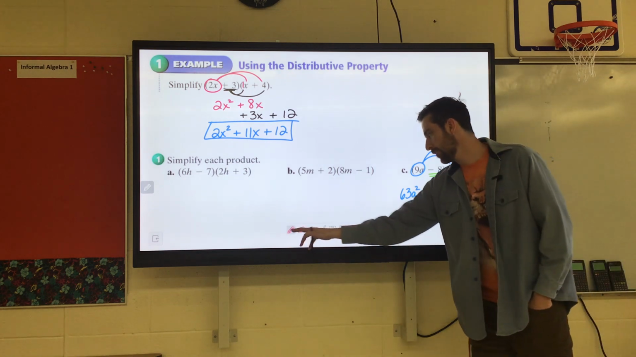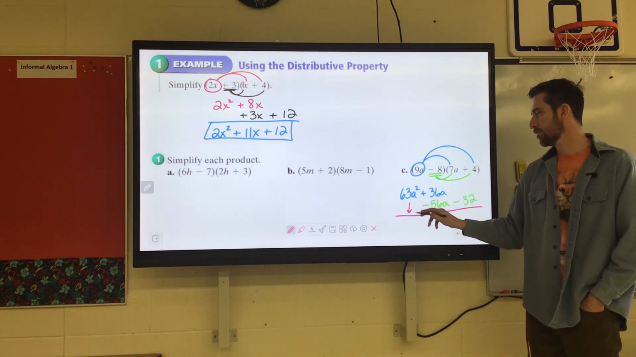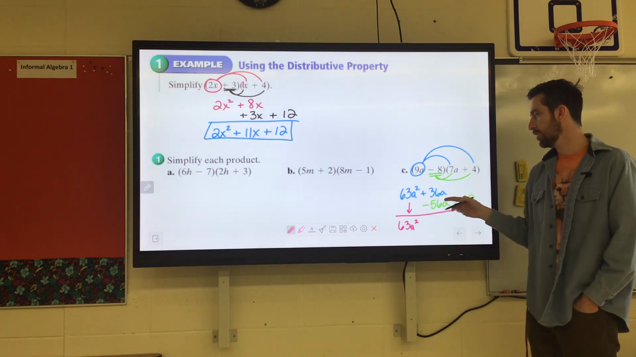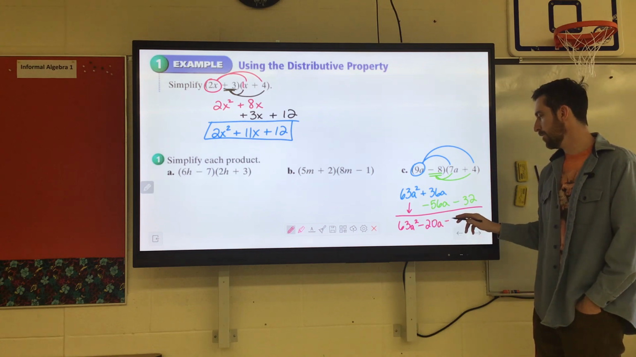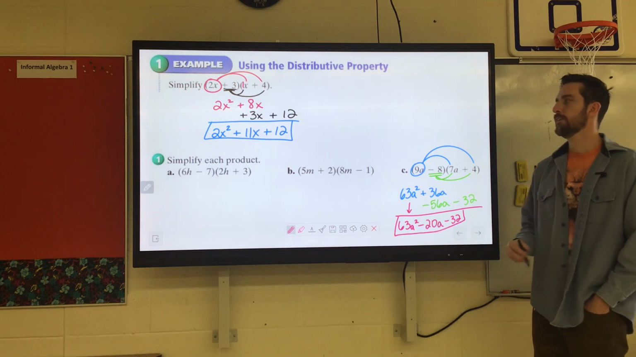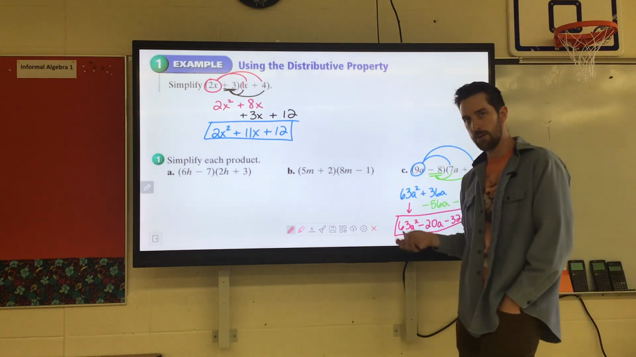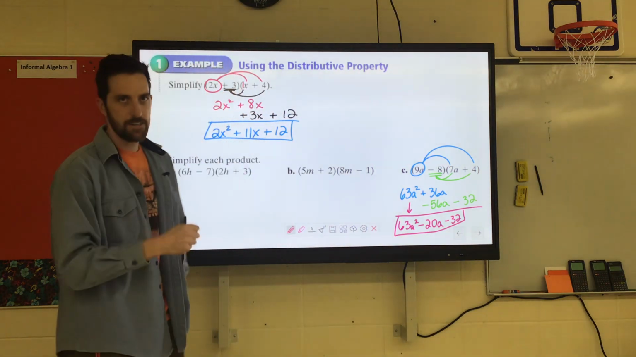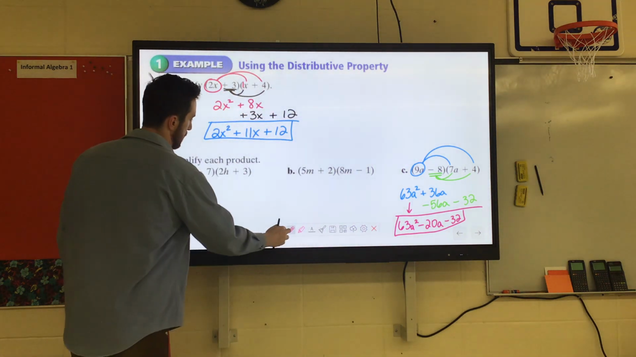So when we combine our like terms, we have this 63a squared. We'll just bring that down. 36a minus 56a is negative 20a. And then we have that minus 32. So that would be our final answer. So again, try these two out, pause it here, and I will go over the work, and then you can check in and see if you got the same answer.